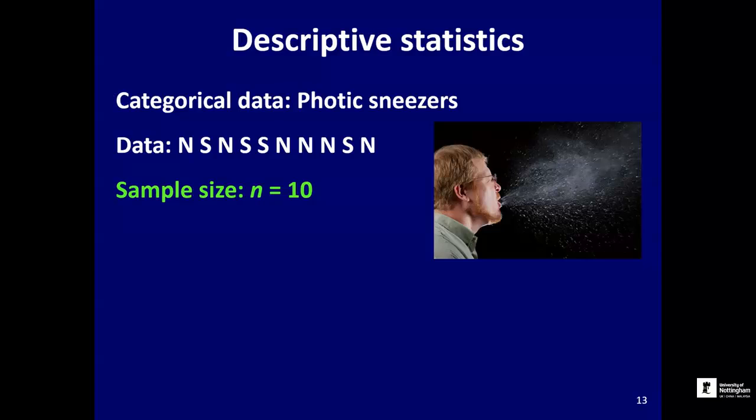So let's look at some really simple examples of how we go from raw data to descriptive statistics. So this rather unpleasant shot of somebody sneezing on the slide is to demonstrate my example data set. In this case, I'm going to imagine that we have collected some categorical data on whether people are photic sneezers or not. So I don't know if you know about this phenomenon, but you probably do.